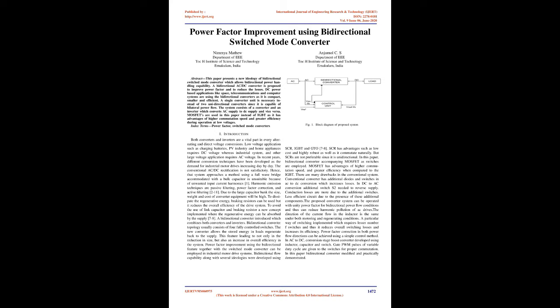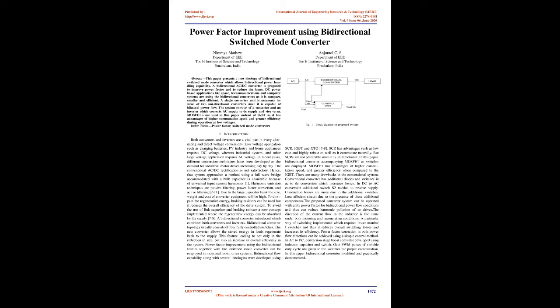To avoid the use of link capacitor and braking resistor, a new concept is implemented where the regenerative energy can be absorbed by the supply. A bidirectional converter is introduced which combines both converters and inverters. Bidirectional converter topology usually consists of 4 fully controlled switches. The new converter allows the stored energy in loads to regenerate back to the supply. This feature leads not only to a reduction in size, but also an increase in overall efficiency in the system. Power factor improvement using the bidirectional feature together with the switched mode converter can be employed in industrial motor drive systems.